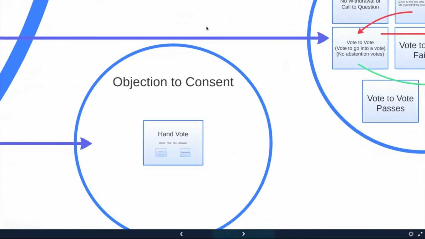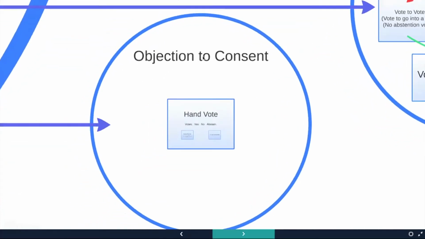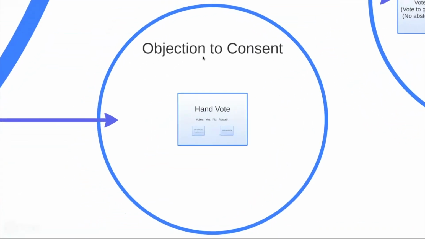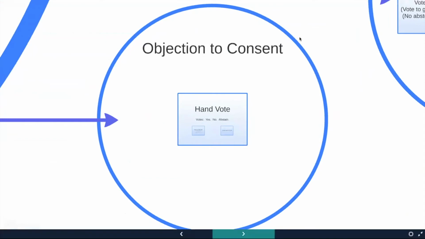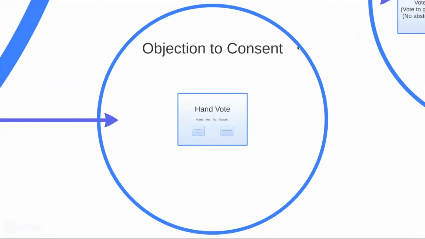Okay, so the next type of objection that I want to cover is this objection to consent. So you can consider this to be your no vote, right? So different from the objection to call to question. When we're going through the standard procedure, somebody calls to question, your chair will say, is there an objection to call to question? Nobody objects, it's silent.